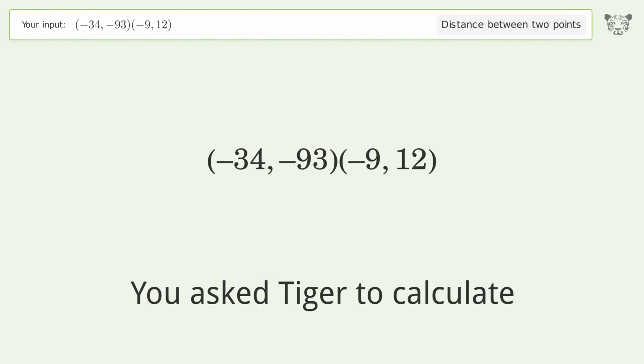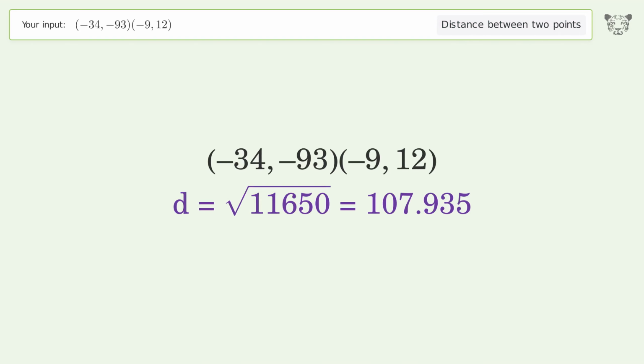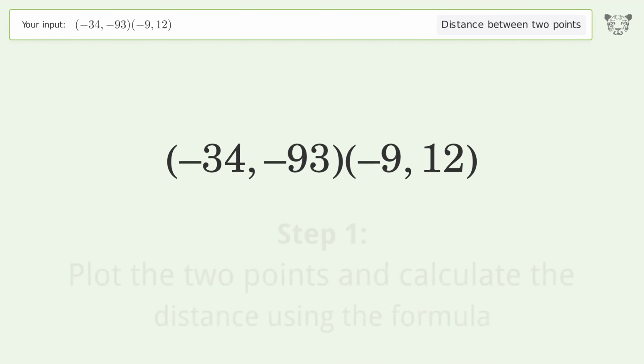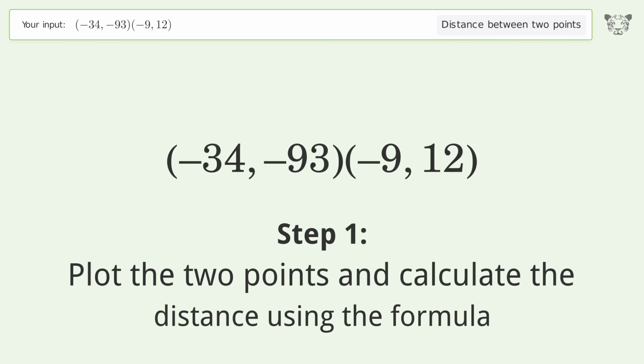You ask Tiger to calculate. This deals with the distance between 2 points. The distance between the 2 points is the square root of 11,650, or 107.935. Let's solve it step by step. Plot the 2 points and calculate the distance using the formula.